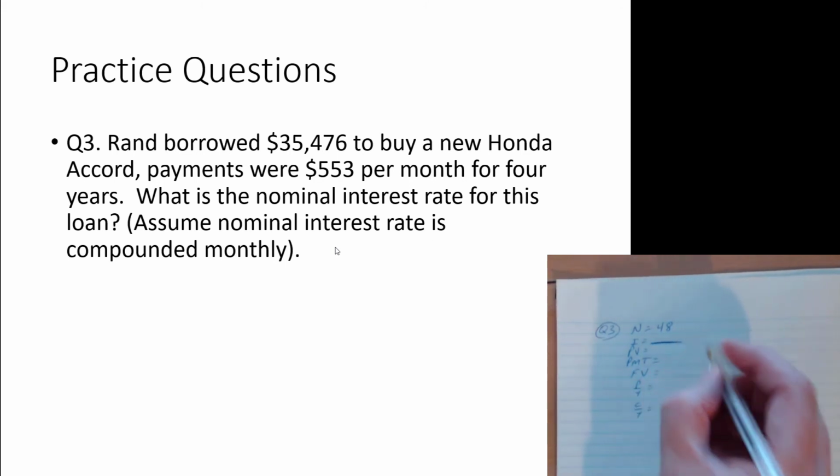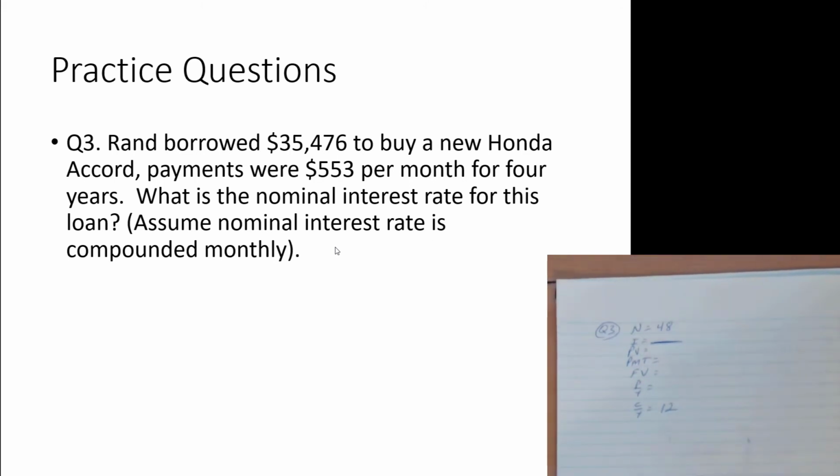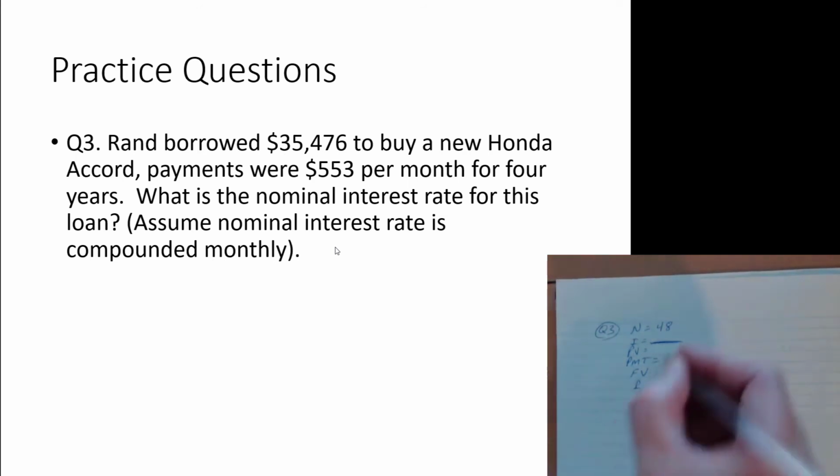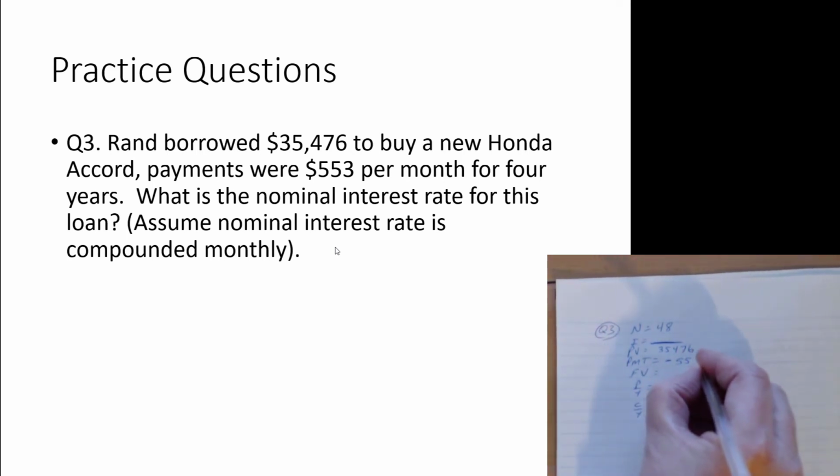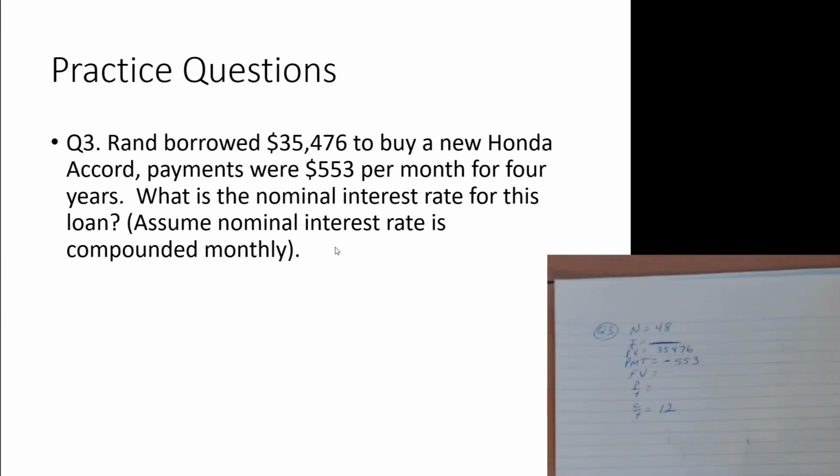Interest rate, we don't know. That's what we want to find. But we do know it's compounded monthly, so the compounding period is 12. Present value, how much did we borrow? $35,476. It's positive because there's money flowing to us, right, to buy the car. Payments, money flowing away from us back to pay for the borrowing, negative 553. No lump sum at the end of this thing, and the lender is hoping that we have it all paid off, and we're making 12 of those payments per year.